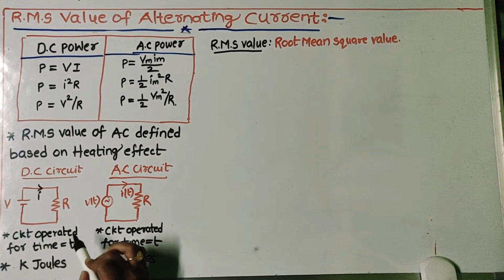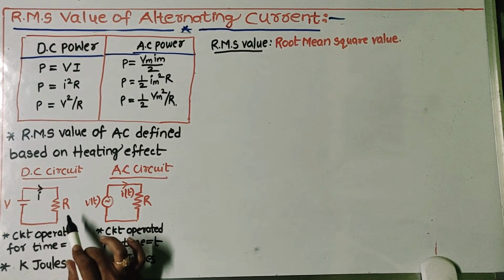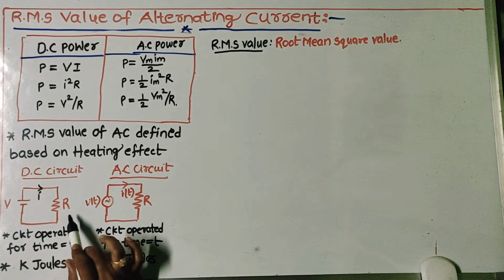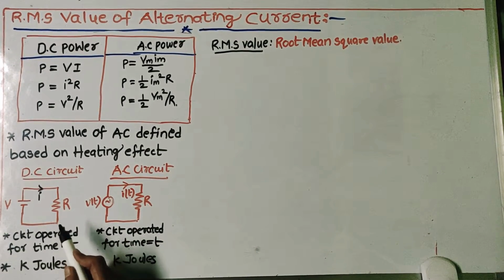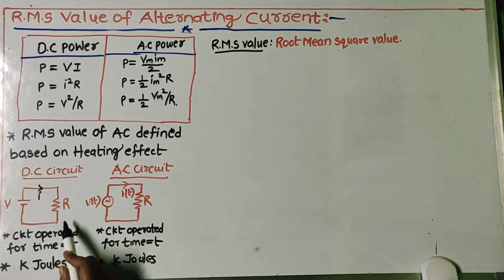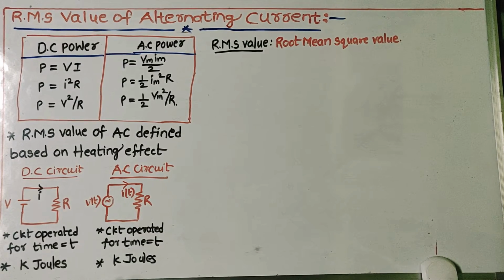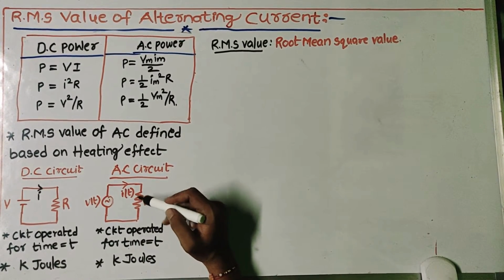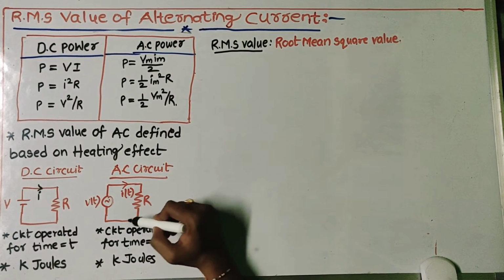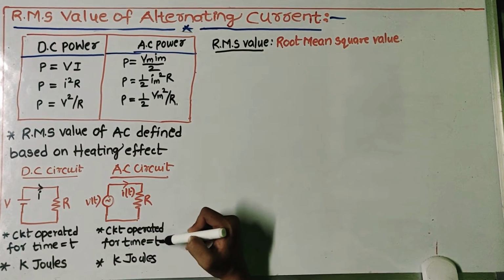Due to this, the resistor is dissipating some amount of electrical energy into heat energy, let it be K joules, in time T. The same resistor I am now connecting to an AC voltage source, and I am operating the circuit for the same time T.